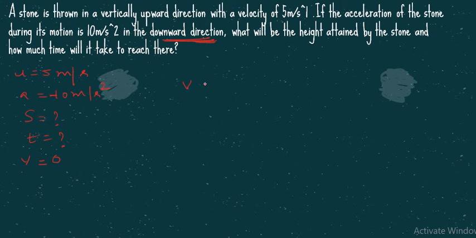How can we find t? v is equal to u plus at. And here the unknown term is t. So I will take the known terms to the left hand side. That is v minus u divided by a is equal to t. Right? So what is v? 0 minus 5 divided by minus 10. That is equal to 1 by 2, that is equal to 0.5 seconds. That is the value of t.